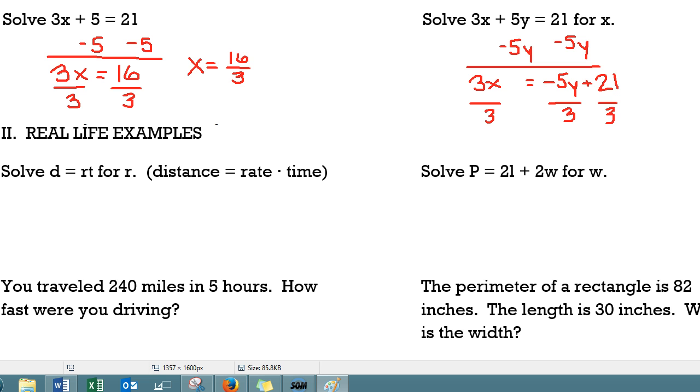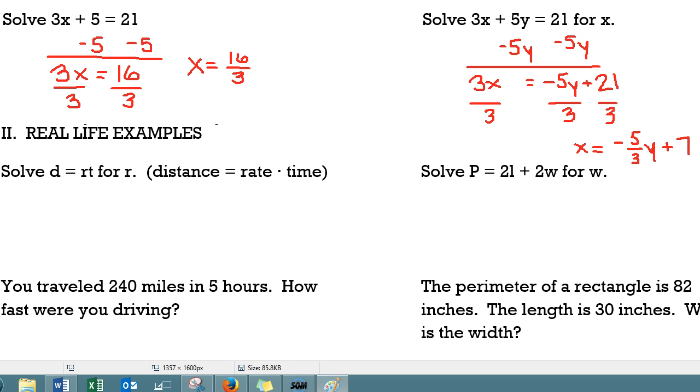From here, you divide both sides by 3, and what you'll probably notice is that 3 does not go into 5, but it does go into 21. So when we write our final answer, we're going to get x equals negative 5/3 y, or negative 5 over 3y, plus 7. The 3 did not go into the 5, but it did go into the 21. All right, let's take a look at the real life examples here.